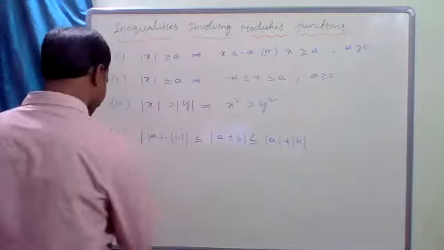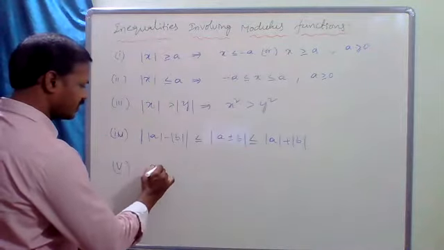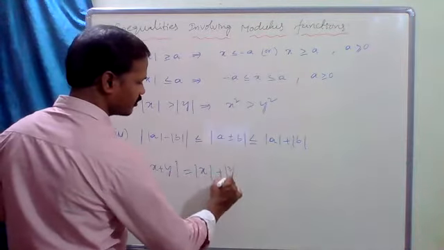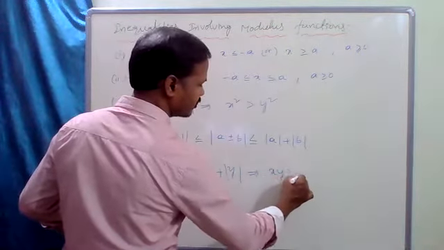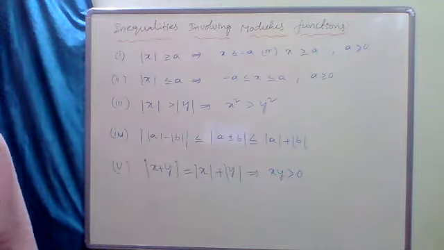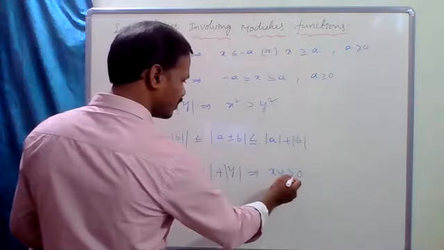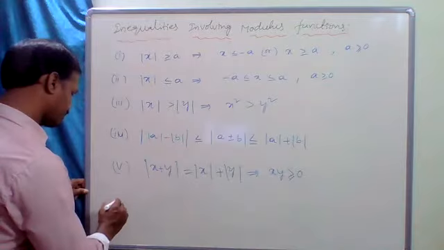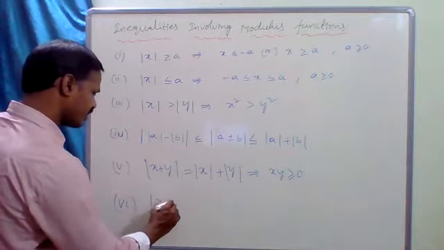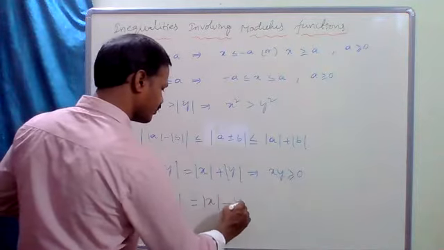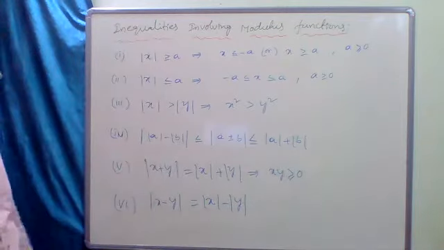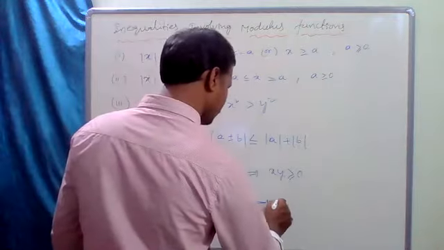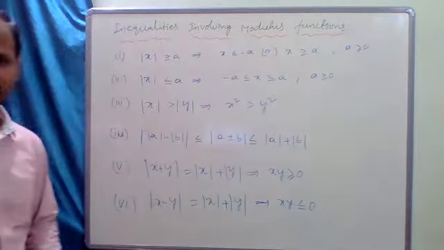Next, modulus x plus y equals mod x plus mod y implies xy is greater than or equal to 0. The equality case holds when xy is 0. Next, modulus x minus y equals mod x plus mod y implies xy is less than or equal to 0.